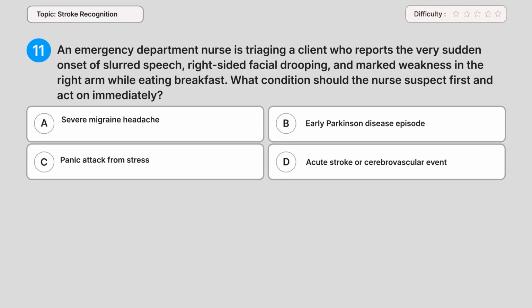11. An emergency department nurse is triaging a client who reports the very sudden onset of slurred speech, right-sided facial drooping, and marked weakness in the right arm while eating breakfast. What condition should the nurse suspect first and act on immediately? A. Severe migraine headache. B. Early Parkinson's disease episode. C. Panic attack from stress. D. Acute stroke or cerebrovascular event.